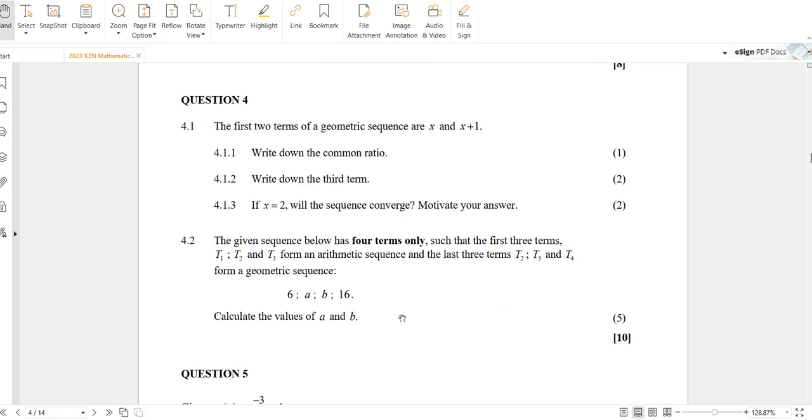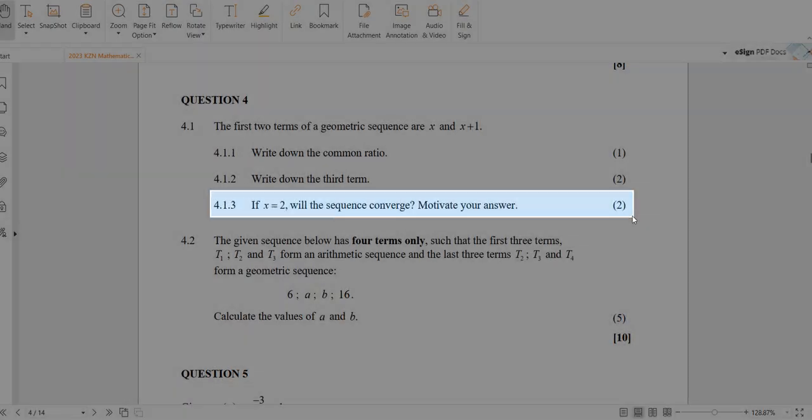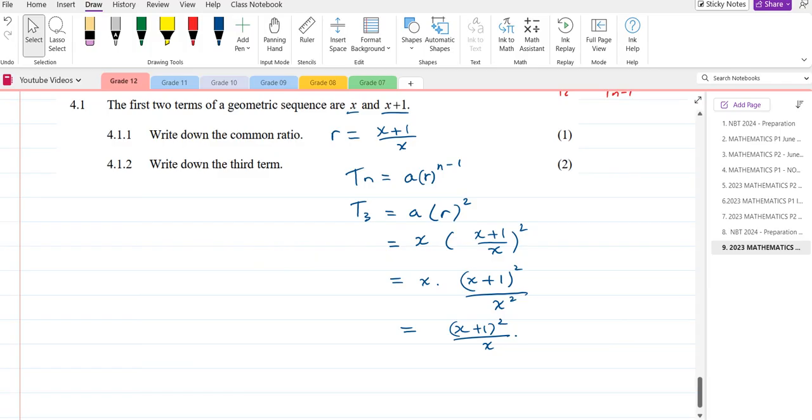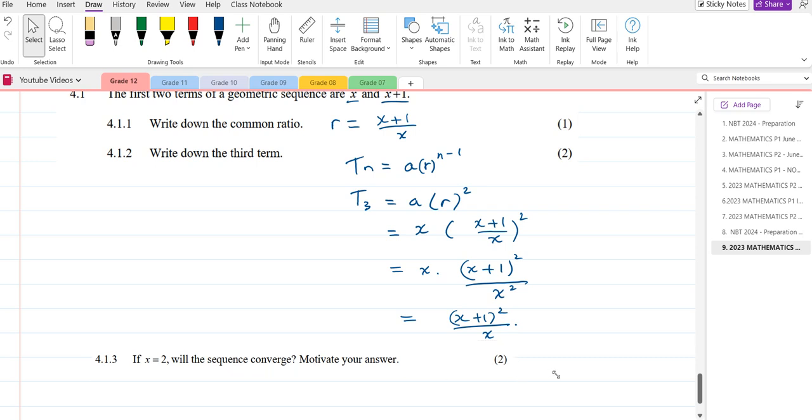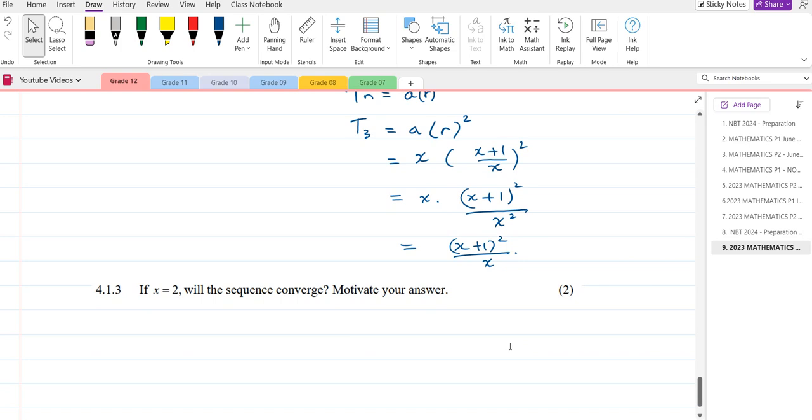What's the next problem? The next one is if x equals 2, will the series converge? If the value of x is 2, will the series converge? Let's check. Let's see what's happening. So the first term is x, the second term is x plus 1, and the third term is, we just worked that out, x plus 1 all squared over x.